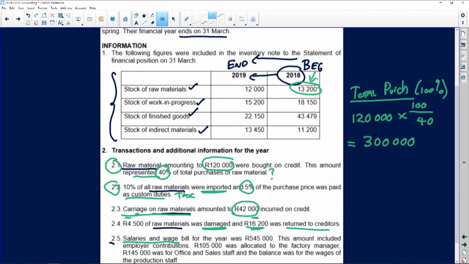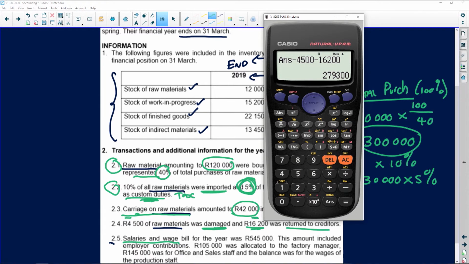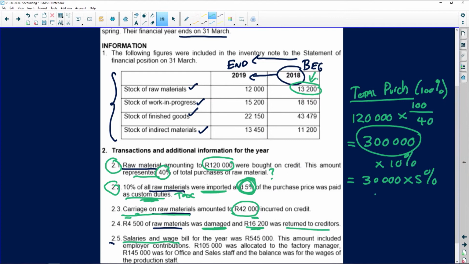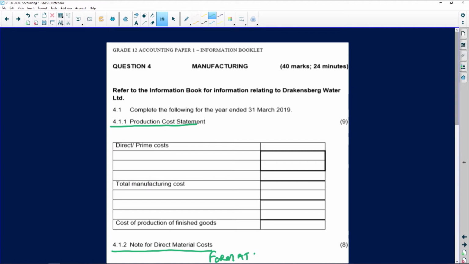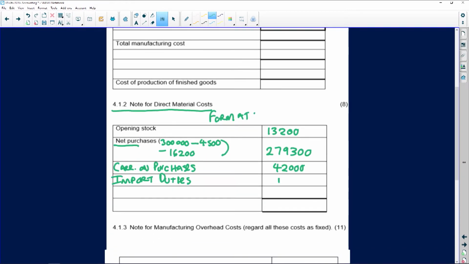Remember guys, we already calculated our total purchases as 300,000. 10% was imported, so if I multiply that by 10%, I should get 30,000. And on that 30,000, we had to pay 5% as import duties or customs duties. So times 5%. Let's do that on the calculator quickly. It should be 30,000 times 5%, and that should be 1,500. So that was our import duties. Let's now include that figure, import duties, an amount of 1,500.